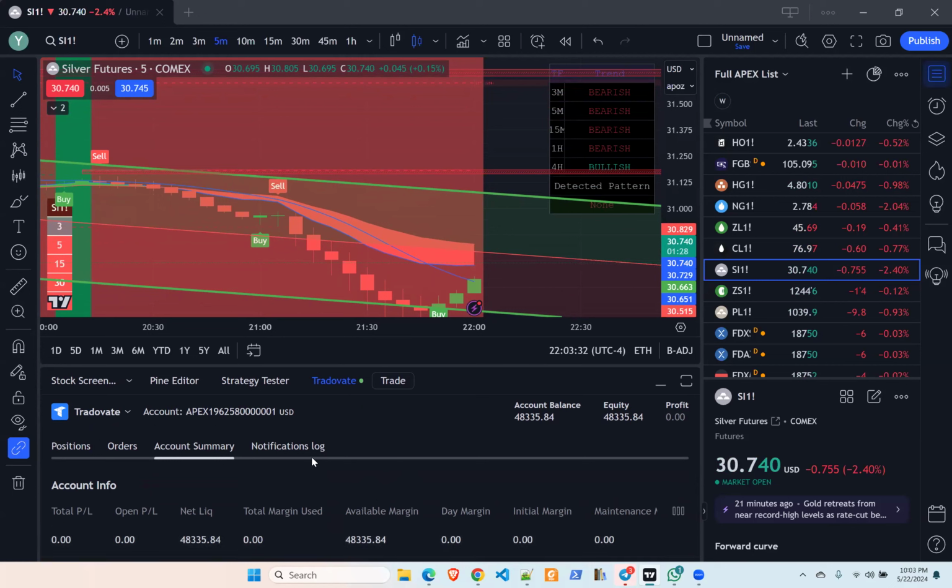Yeah, I got it. So now I have to buy another Tradeover account, right? Right, an Apex account, basically. Go to the same account. You don't need to create one more login. Yeah, I'll just use the same one.